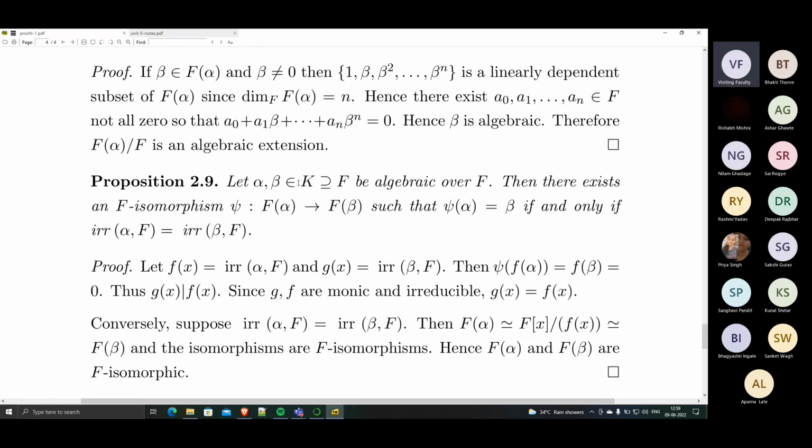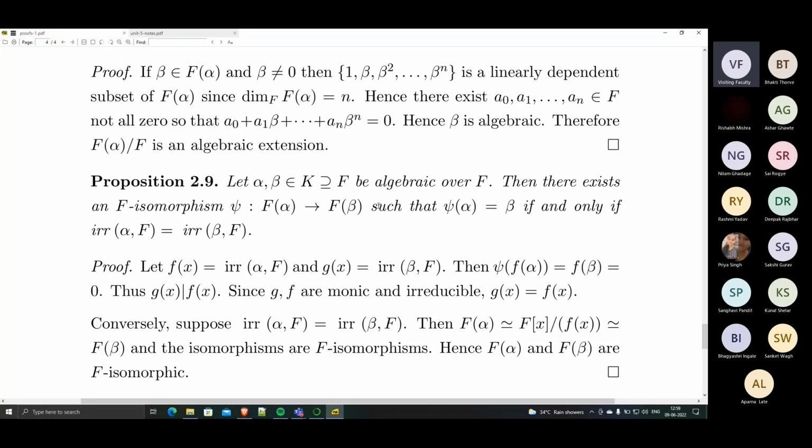So alpha and beta are algebraic over F. Let little f(x) and little g(x) be the minimal polynomials of alpha and beta respectively. Now consider this map psi from F(alpha) to F(beta). How do you define it? Well, for any polynomial expression here, substitute beta in place of alpha.